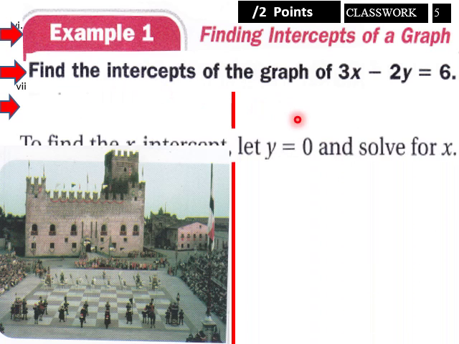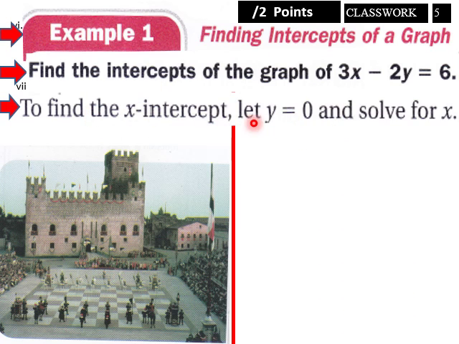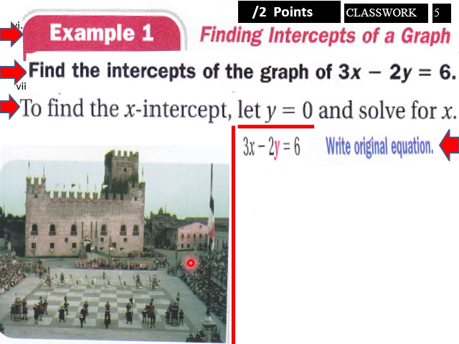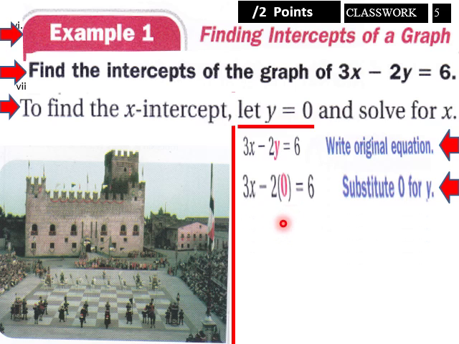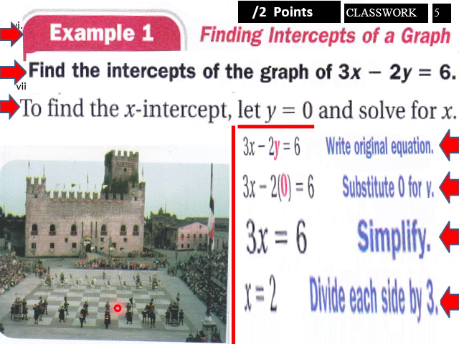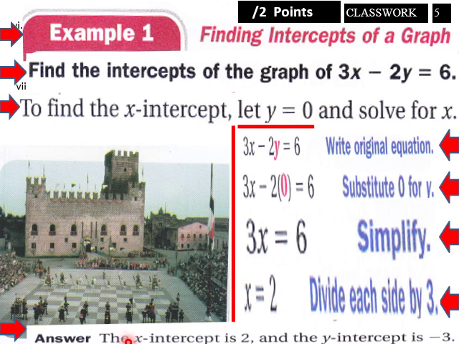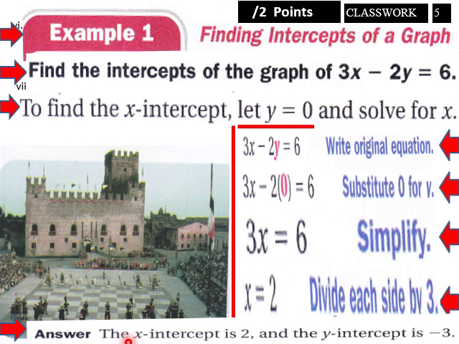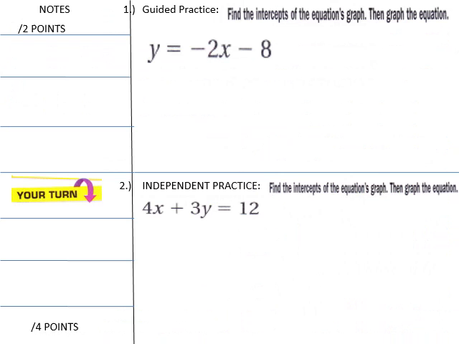Find the intercepts of the graph of 3x minus 2y equals 6. To find the x-intercept, let y equal 0. So we plug in 0 for y there, and then we solve for x. 3x equals 6, x equals 2. So when y equals 0, x equals 2, there is our x-intercept. The x-intercept is 2 and the y-intercept is -3.